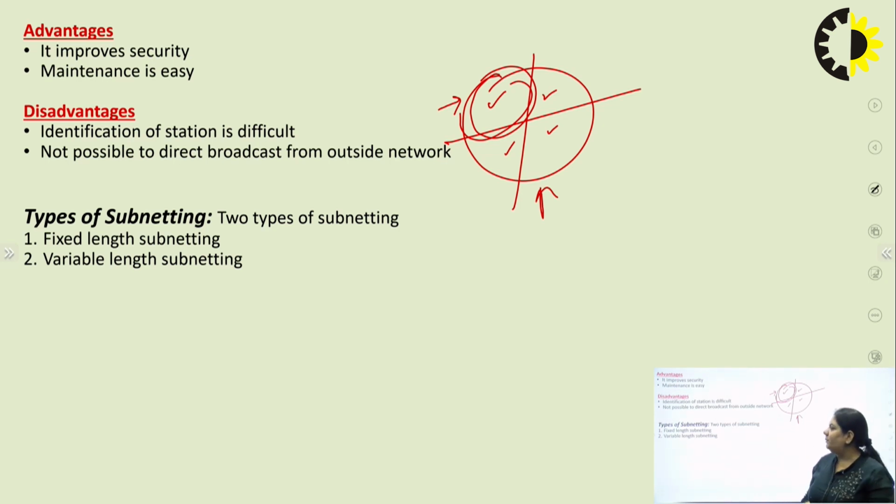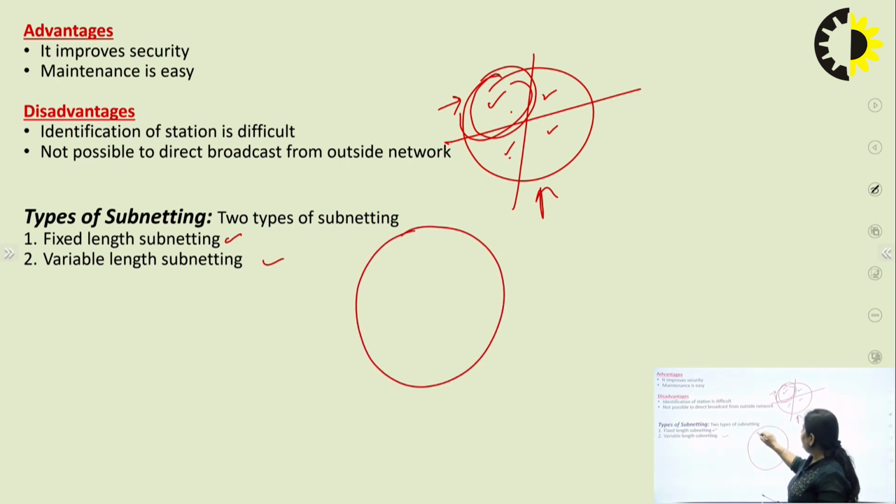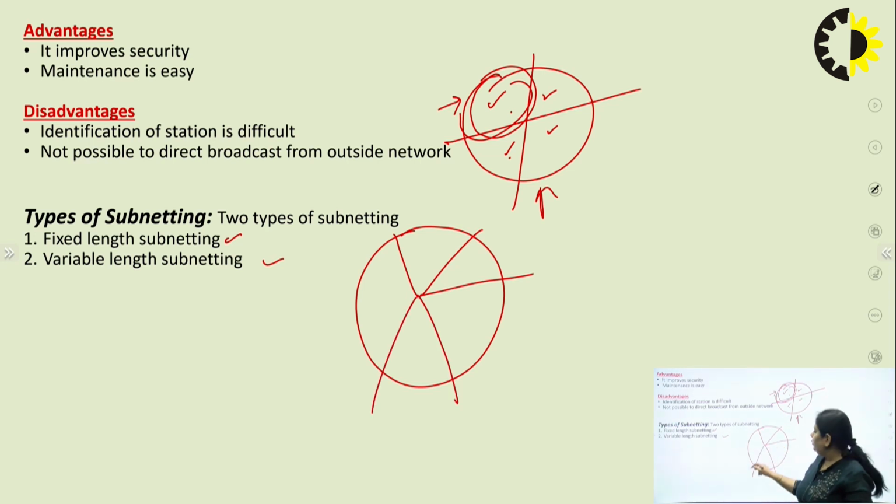Now, what types of subnetting are there? Fixed length subnetting and variable length subnetting. In fixed length subnetting, you have to divide your network into equal parts. In variable length subnetting, you can divide your network into different parts, in different slots. It is not necessary to divide it into equal parts. Maybe one part consists of hundreds of hosts and another consists of thousands of hosts. So it is variable length subnetting.